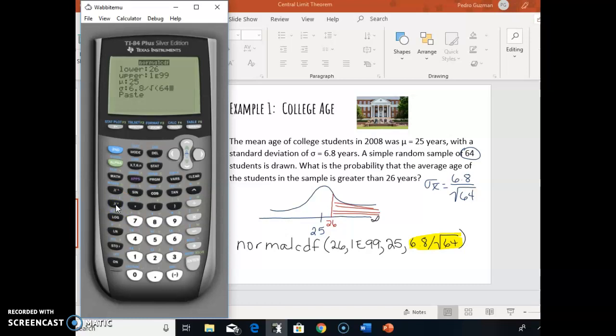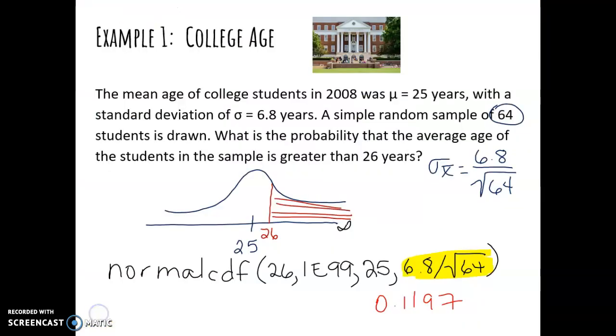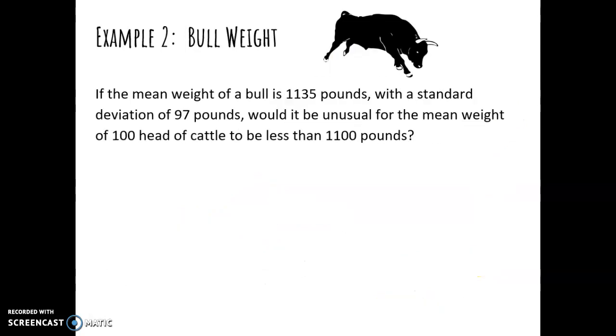You can close the parentheses if you want, but you don't have to. But you see that I typed it in just like that. I didn't calculate what that was. I'm going to let the calculator do that for me. Paste. And we get 0.1197. So the probability that the average age of students in the sample is greater than 26 is 0.1197, or about 11.97%.